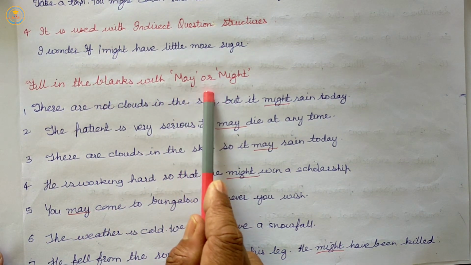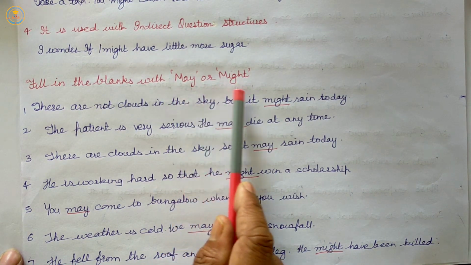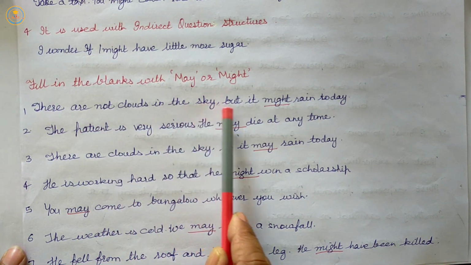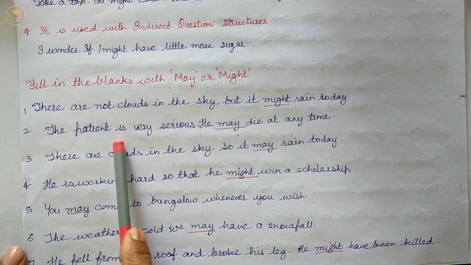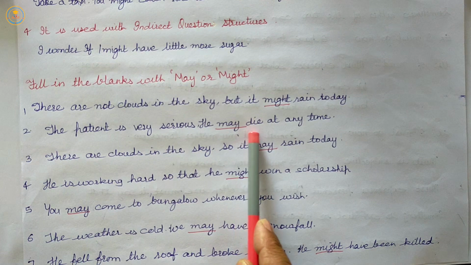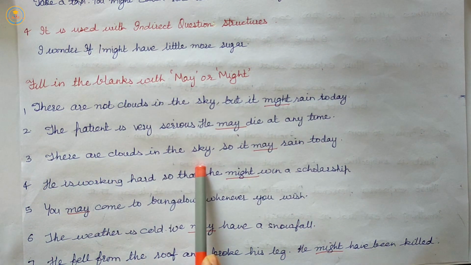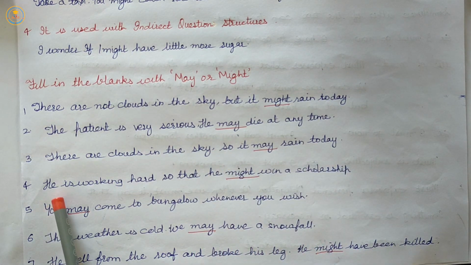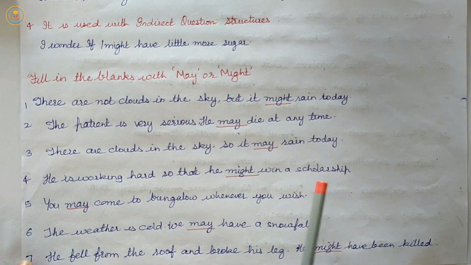The modals may or might are here, and we will fill these in the given blanks. There are no clouds in the sky, but it might rain today. The patient is very serious. He may die at any time. There are clouds in the sky, so it may rain today. He is working hard so that he might win a scholarship.